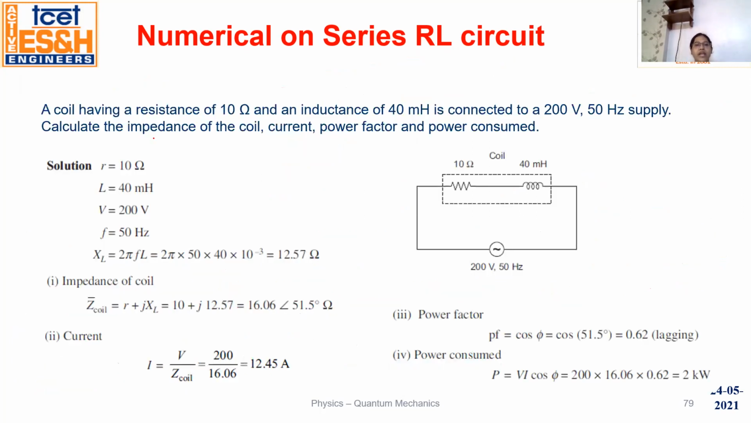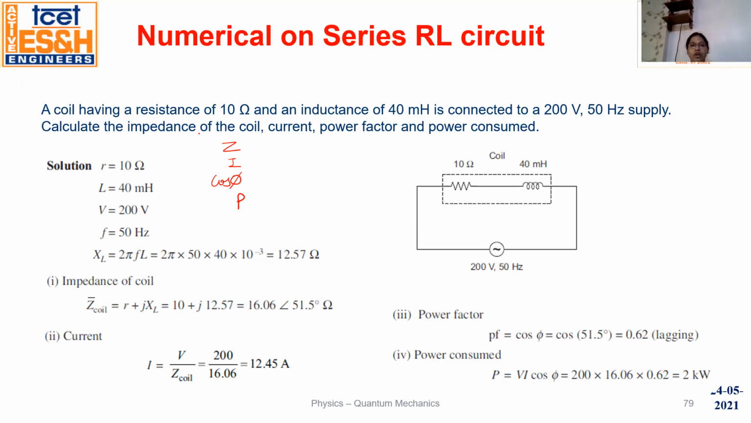Now this is one more numerical here. A coil having a resistance of 10 ohm and an inductance of 40 millihenry is connected to a 200 volt 50 hertz supply. Calculate the impedance of coil, current, power factor and power consumed. So the coil has 10 ohm resistance, 40 millihenry inductance, supply of 200 volt and 50 hertz. What we have to find: impedance, current, power factor, cos phi and power consumed. So these 4 quantities we have to find.